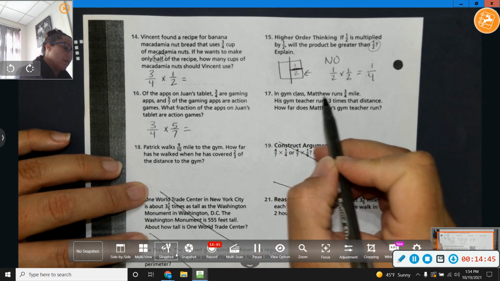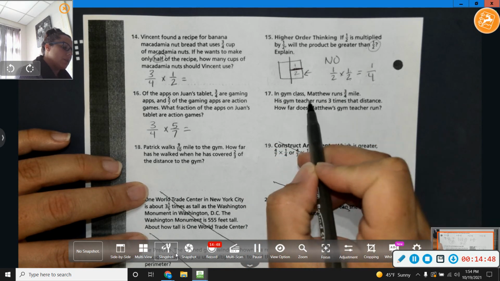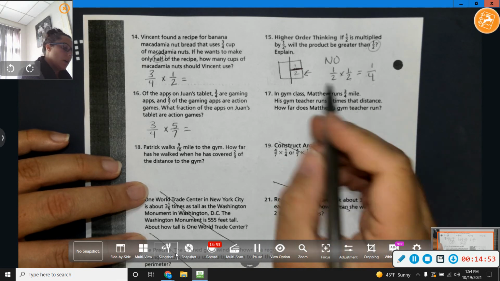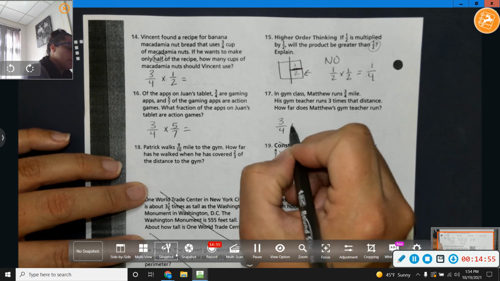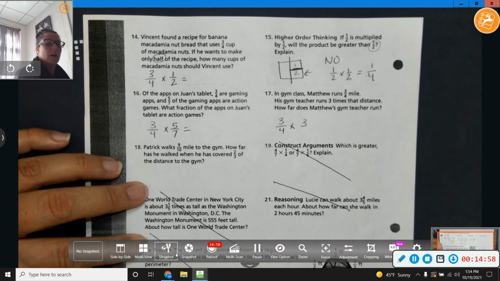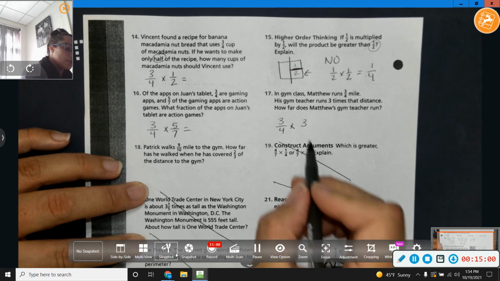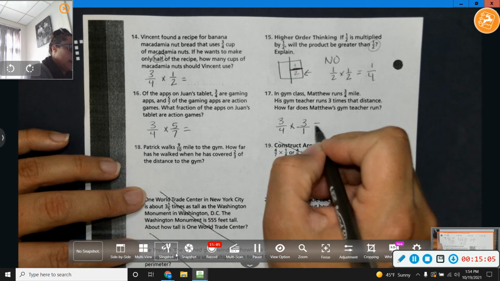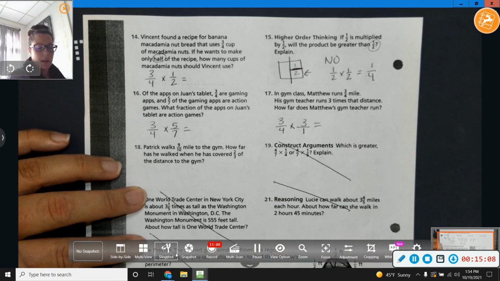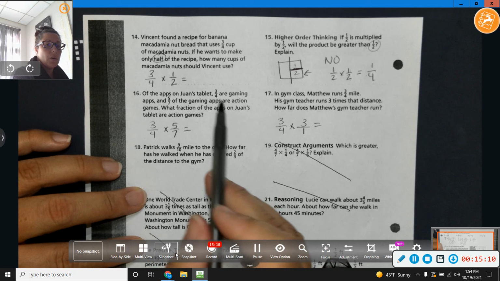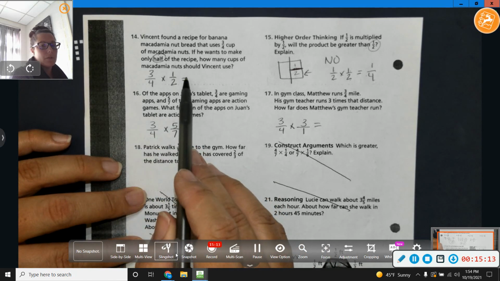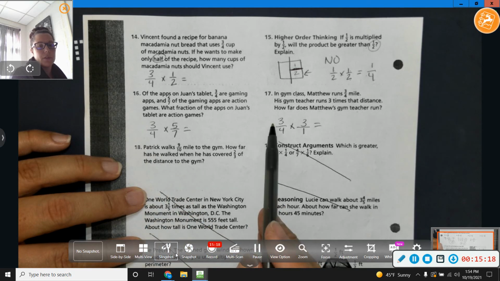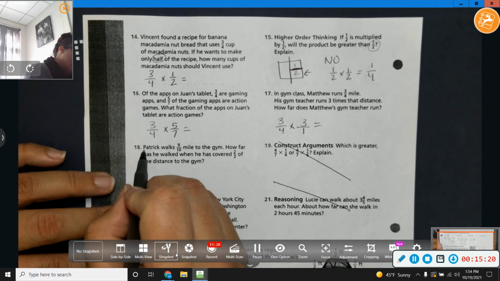In gym class, Matthew runs 3/4 of a mile. His gym teacher runs 3 times that distance. How far does Matthew's gym teacher run? Well, if Matthew runs 3/4 of a mile and his gym teacher runs 3 times more, how do I change 3 into a fraction? 3 over 1. See how far Matthew's gym teacher runs. Okay, don't forget to reduce if you need to. When you're looking back at this, I don't see any reduction. Can't reduce. So far can't reduce. So you just multiply.